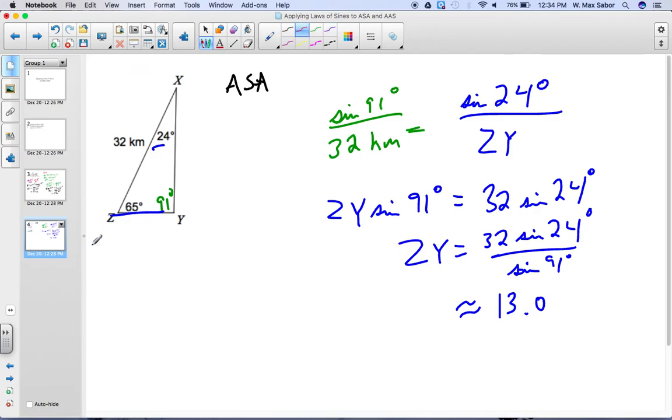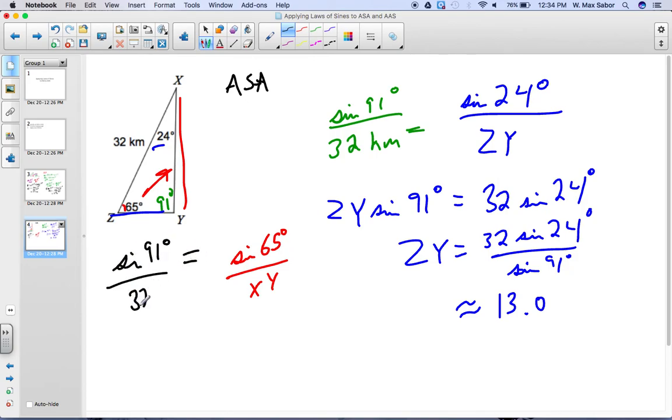Now, doing the same thing with our remaining angle, we use that across from XY. So sine of 65 degrees matches up with side XY. The sine of 91 degrees matches up with the side of 32 kilometers. And now we cross multiply. I'm going to skip a step here and just say that this is 32 sine of 65 degrees over sine of 91 degrees, which is approximately sine of 65 times 32 divided by sine of 91. It's approximately 29.